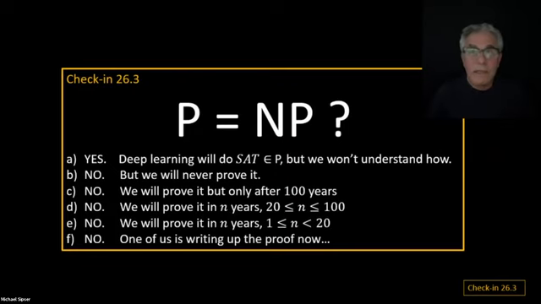Will maybe P equal NP be solved by a deep learning algorithm, or maybe we'll never prove it? Give me your best guess. Okay, we're kind of running out of time, so let's not think too hard here.